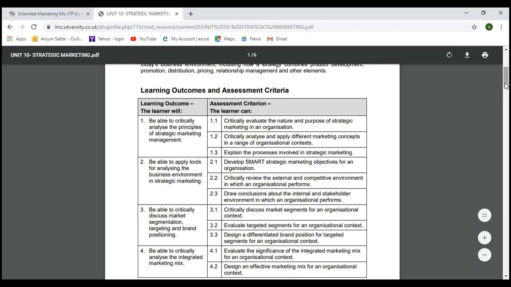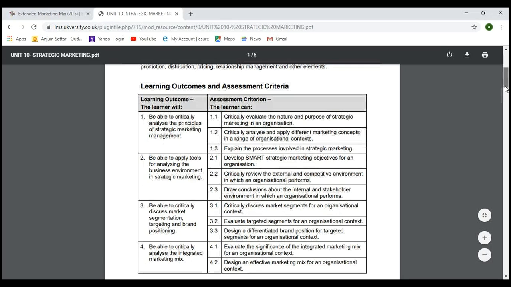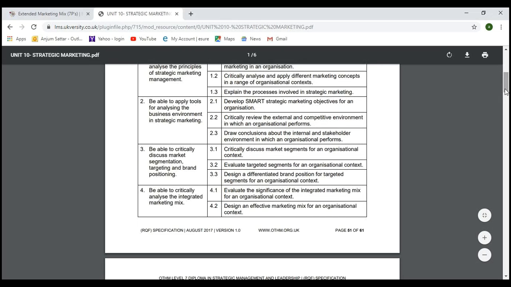Lesson 2 is about SMART objectives and what is meant by the competitive environment, internal and external environment. We discussed the micro and macro environment. We discussed internal and external stakeholders and organization objectives.